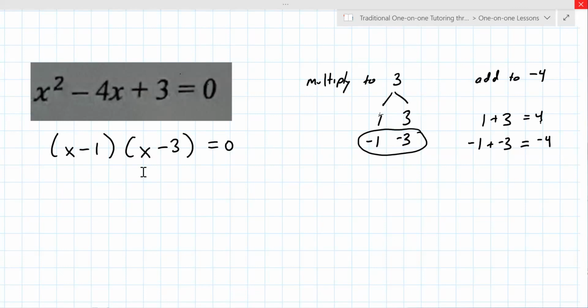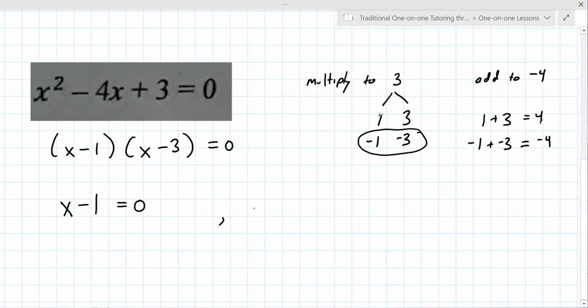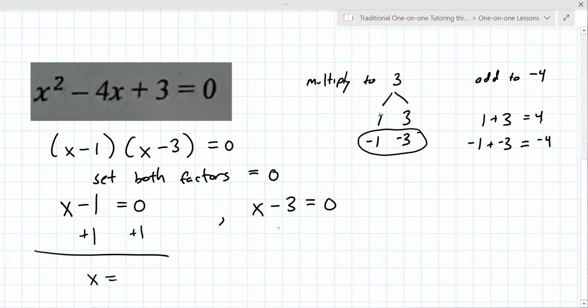So you actually set each of these equal to 0. You set x minus 1, oops, I got the wrong color, I'm sorry about that. x minus 1 equal to 0, and x minus 3 equal to 0. So you set both factors equal to 0. And then you solve for x. To do that, you add 1 to both sides here, and add 3 here. And this last line here is your final answer. That's what your instructor is looking for.